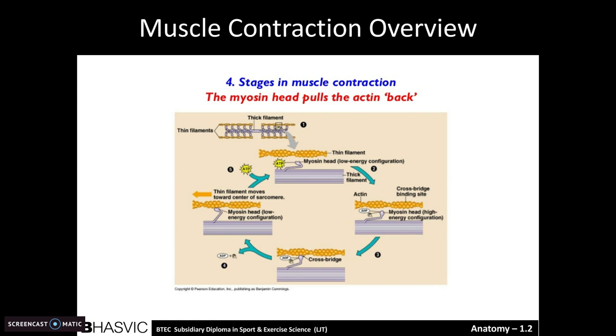As actin filaments are attached to the Z lines, the dragging of actin pulls the Z lines closer together, which then shortens the sarcomere. As the sarcomeres get shorter in length, the muscle fibers will contract.